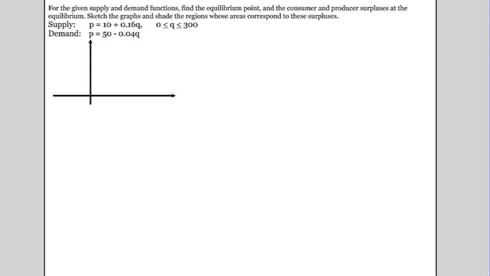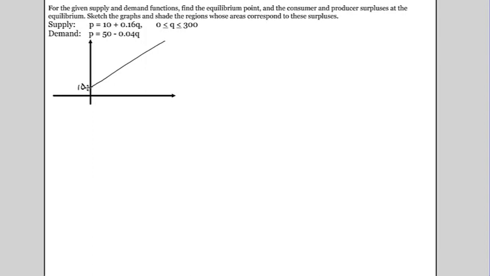For the given supply and demand functions, find the equilibrium point and the consumer and producer surpluses at the equilibrium point. Sketch the graphs and shade the regions whose area correspond to these surpluses. So first, I'll sketch the supply and demand curves and find the equilibrium.